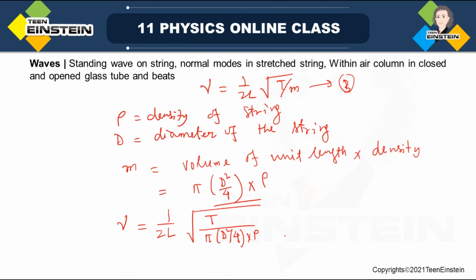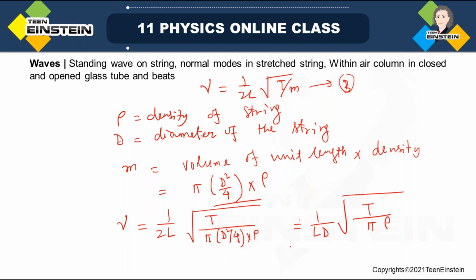Okay, so look here, if we do a little bit of simplification, then we'll get 1 by L, into D. Oh, sorry, 1 over LD, square root of T by pi into rho.